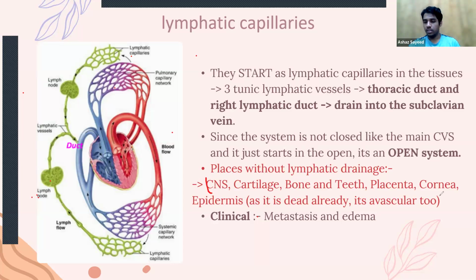Just remember this. Clinical metastasis and edema. Cancer spreads through the lymphatic vessel. That's how metastasis, which is basically the spread of cancer, happens, and it spreads through the lymph nodes. Edema is when your lymphatic vessel fails to do its work, and now you have water or fluid in the interstitium. People who have edema usually have swollen hands.